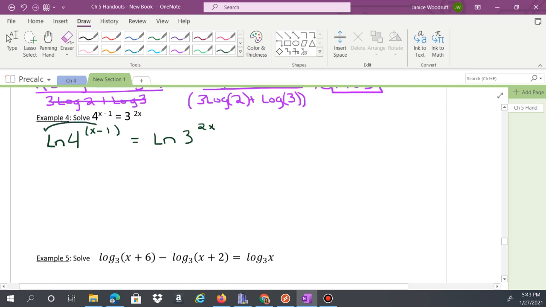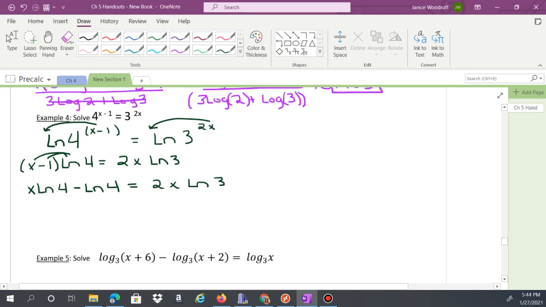Okay, then I'm going to bring my exponents to the front of my logarithms using the power rule. So it's going to give me x minus 1 natural log 4 equals 2x natural log 3. Then distribute the x, so x ln 4 minus natural log 4 equals 2x natural log 3.